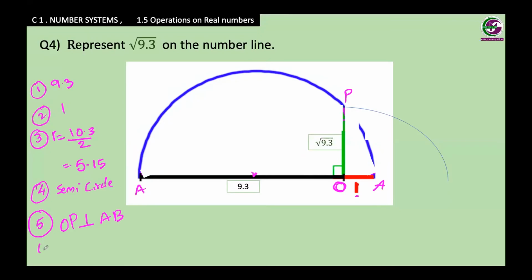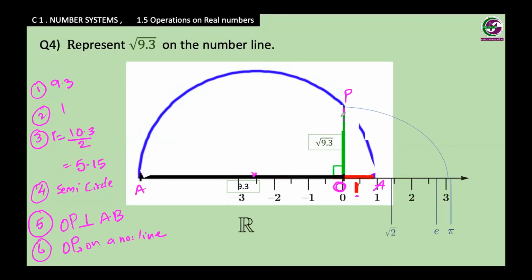And the last step is to represent OP on a number line. Here it is. So from here, O to P, this represents square root of 9.3. Remember, the first measurement we took is not the root, it is just 9.3. But now when you take it, it is root of 9.3, and using a compass, keep O as the center and try to complete a circle or draw an arc.